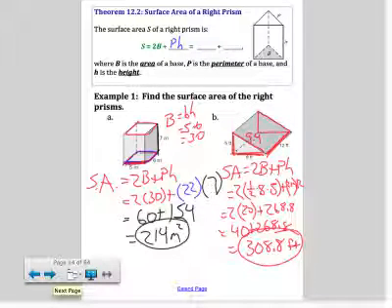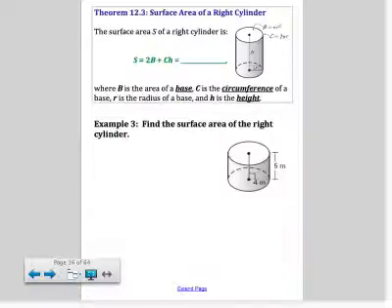So again, surface area is 2B plus PH. Alright, the surface area of a cylinder is the same idea. The only difference is now we can be a little bit more specific. So for example, it's 2B plus CH, where C is the circumference, right? A circle doesn't have a perimeter, we call that circumference. I could rewrite this as 2 pi r squared plus 2 pi r h, if I'd like.